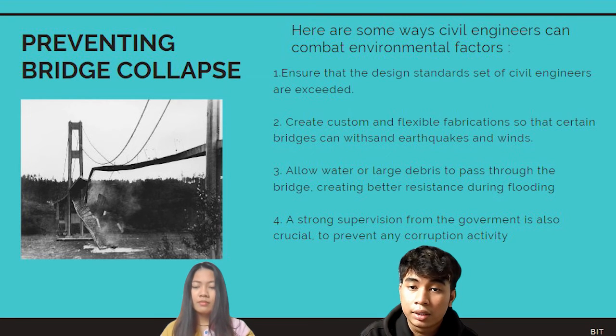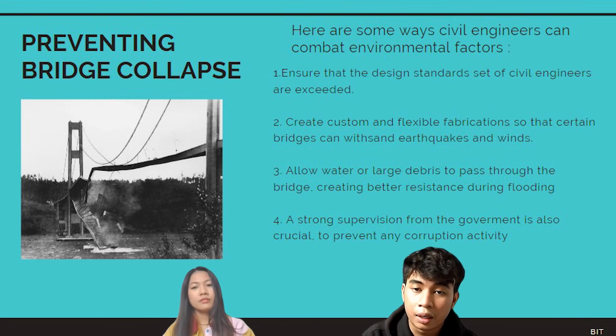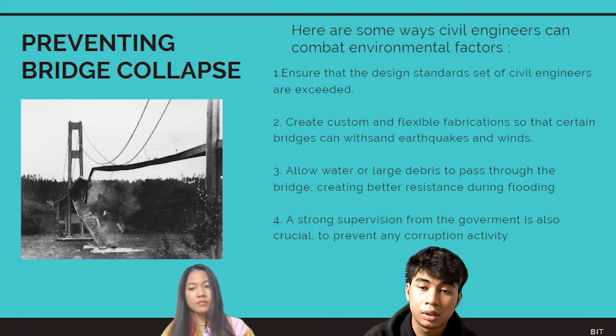Here are some ways civil engineers can combat environmental factors. Number 1, ensure that the design standards set by civil engineers are exceeded. Number 2, create custom and flexible fabrication so that certain bridges can withstand earthquakes and winds. Number 3, allow water or large debris to pass through the bridge, creating better resistance during flooding. And number 4, strong supervision from the government is also crucial to prevent corruption.